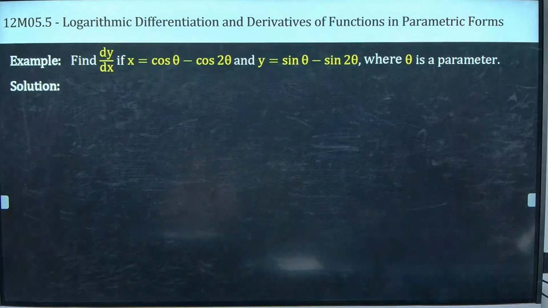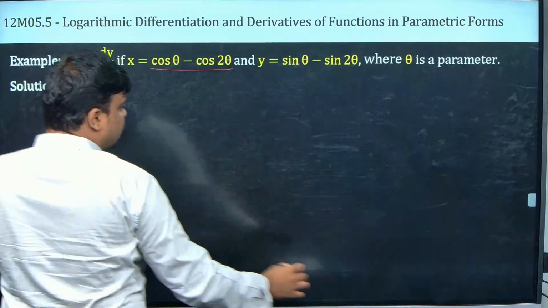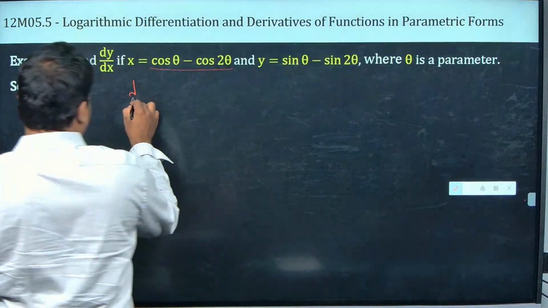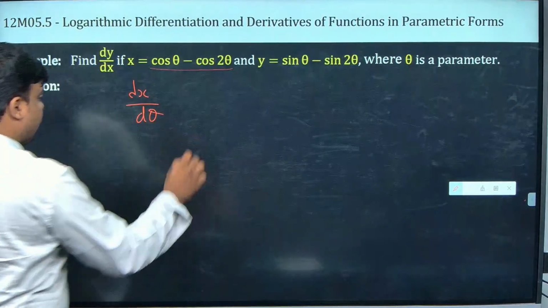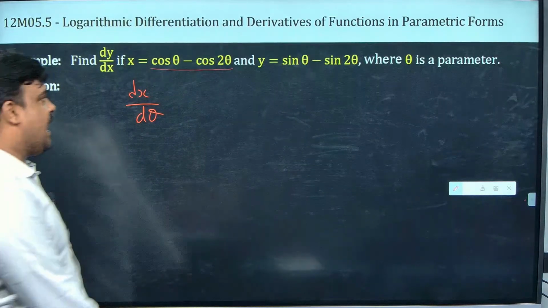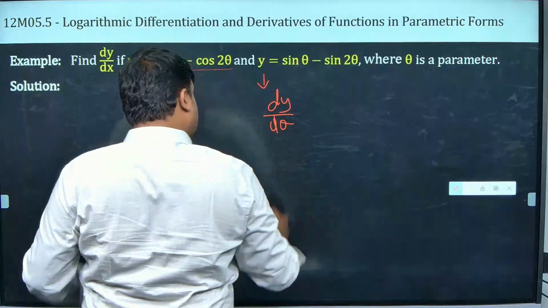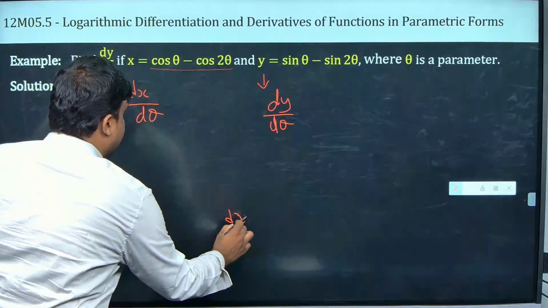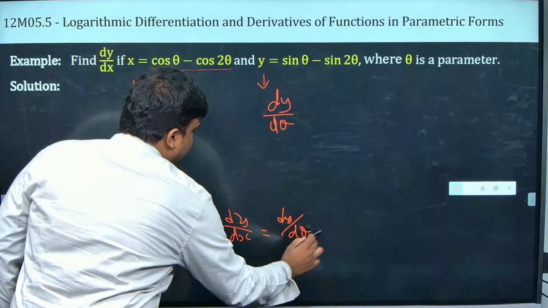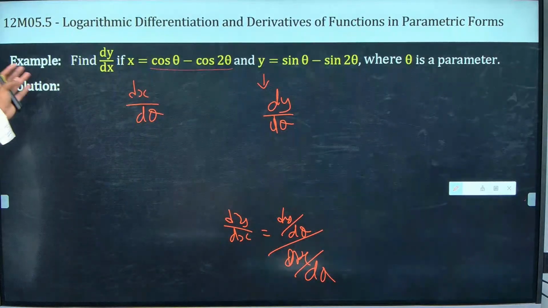That is the sixth question. Now guys, what we have to do? Now I want to differentiate this one to get what? dx by d theta. Why? Because the parameter is theta here. And I will differentiate this to get what? dy by d theta. Then what I need is what? dy by dx, which is equal to dy by d theta divided by dx by d theta. Divide and get the answer.